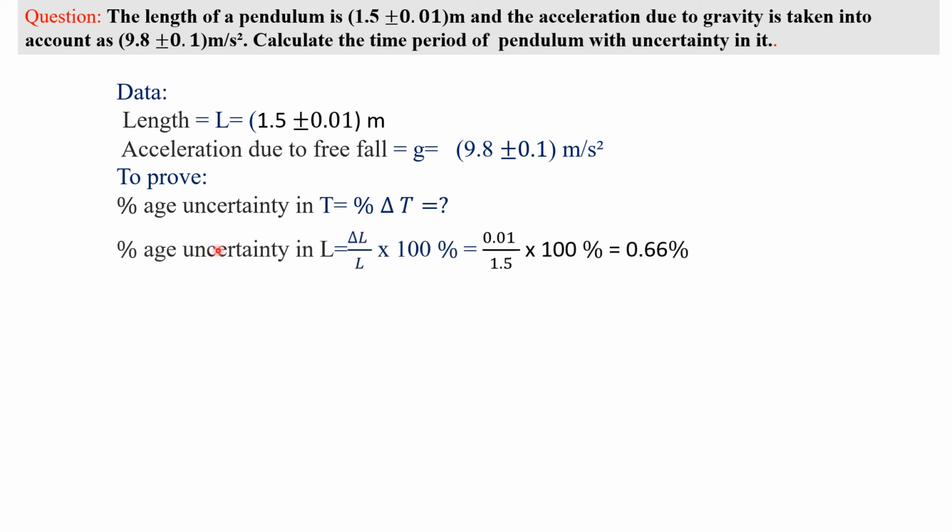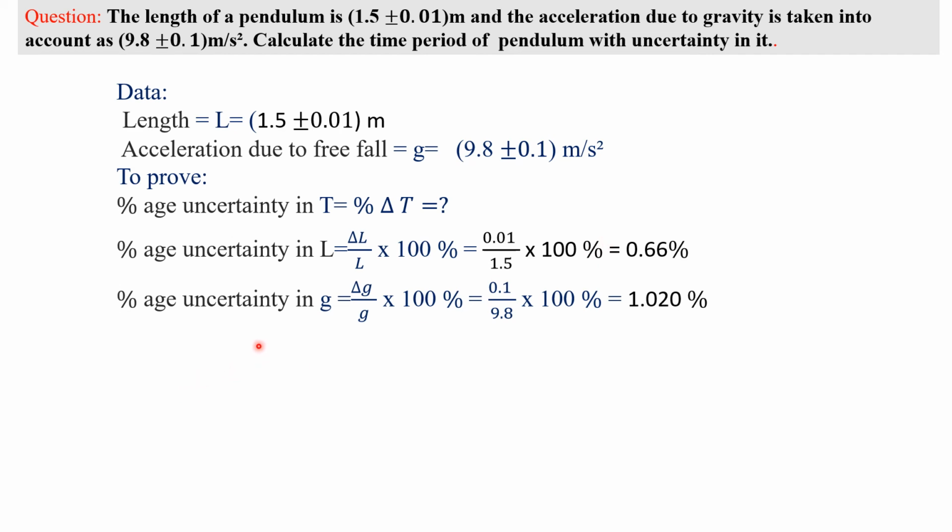For calculating the time period of simple pendulum, we need to calculate the percentage uncertainty in time period, and for that we will calculate the percentage uncertainty in length and percentage uncertainty in G. Percentage uncertainty in length is equal to delta L divided by L multiplied by 100%. Putting the values we get 0.66%. Percentage uncertainty in G is equal to delta G divided by G multiplied by 100%. By putting the values and solving, we get percentage uncertainty in G is equal to 1.020%.